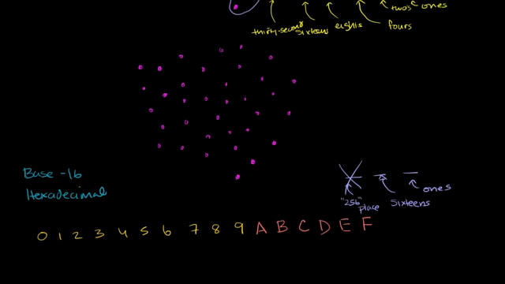So how many groups of 16 do we have here? Let's count it out. Let me do it with a new color. 1, 2, 3, 4, 5, 6, 7, 8, 9, 10, 11, 12, 13, 14, 15, 16. So hopefully I didn't lose any. So that's one group of 16. Let me count it again to check. That's one group of 16.